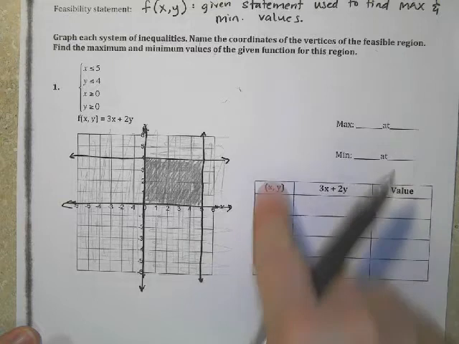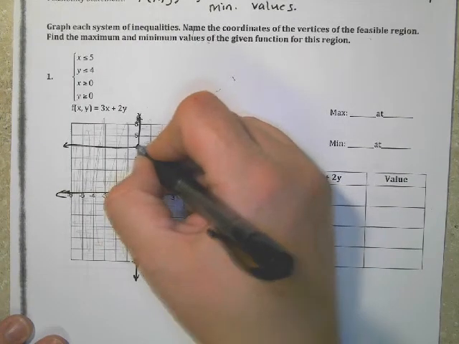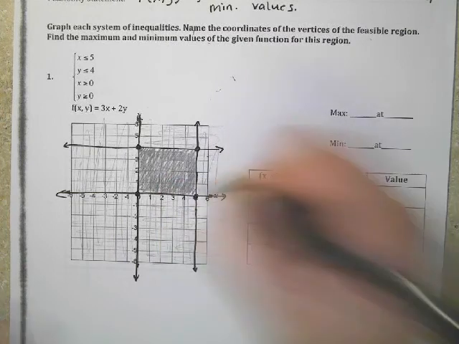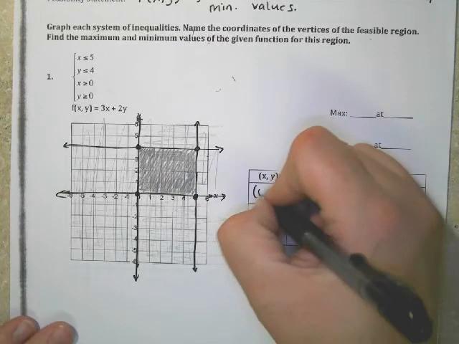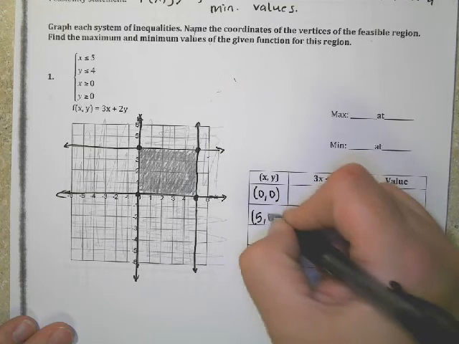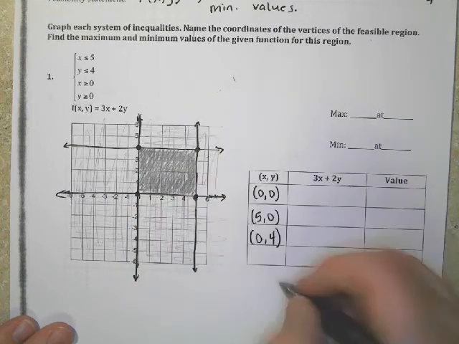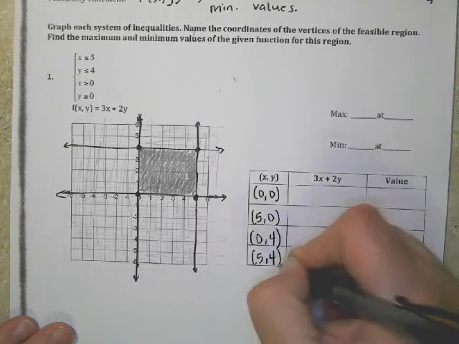Okay, so now we need to figure out what the vertices are, and it doesn't matter which order you write them in. So here, it's these 4 corners of our little rectangle. So we have the point 0, 0, the point 5, 0, the point 0, 4, and the point 5, 4.